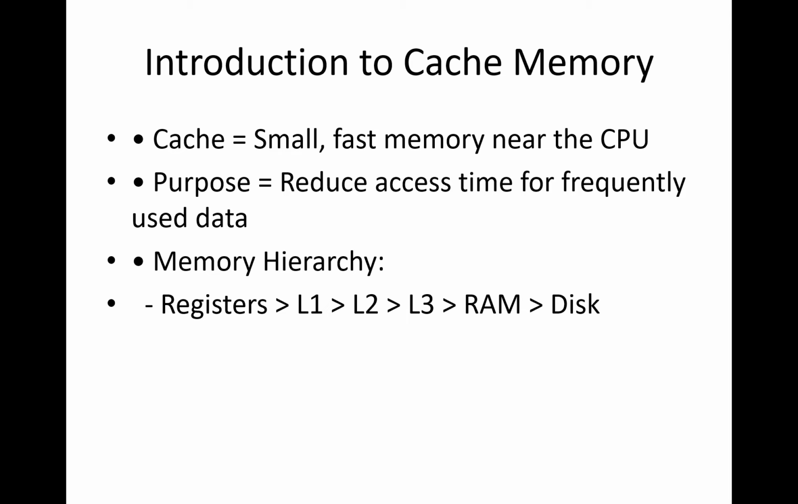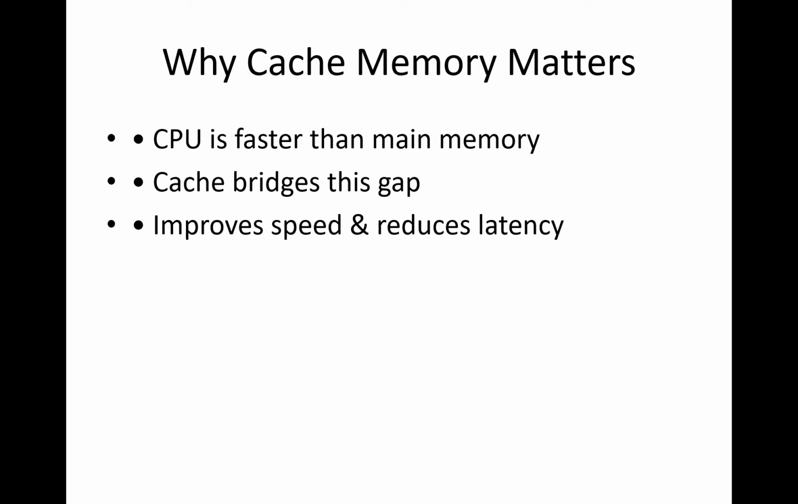And it fits in the hierarchy like this. The registers are the fastest, followed by the L1, L2, and then L3 cache memories. Then the RAM, and finally the storage. So the registers come first, then L1, L2, L3 before your RAM, and then the disk. We'll explain this as we keep going.